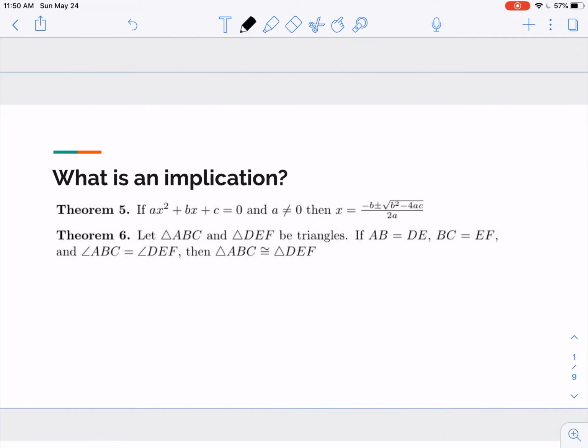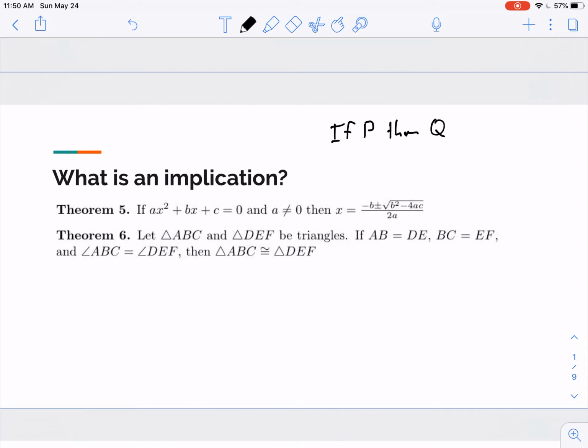First, what is an implication? An implication is a mathematical proposition of the form if P, where P are some conditions, then Q, where Q are some conclusions. And although this might seem a little bit cryptic at first because P and Q are just symbols, I bet you've seen a lot of implications before. For example, the quadratic formula.